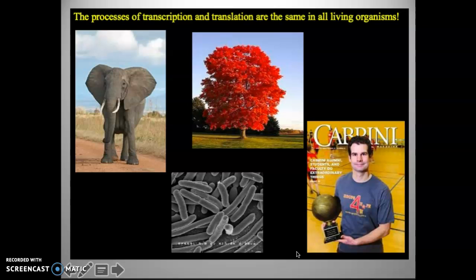Just to put the nice little bow on this, remember that all things on Earth are related to one another. That process of transcription and translation occurs in every living thing on Earth. So an elephant, a maple tree, a bacteria, yes, and I found an old picture of Mr. Virtue when he was in college, so I decided to put that in there for you too. Yes, transcription and translation even occurs in Mr. Virtue.